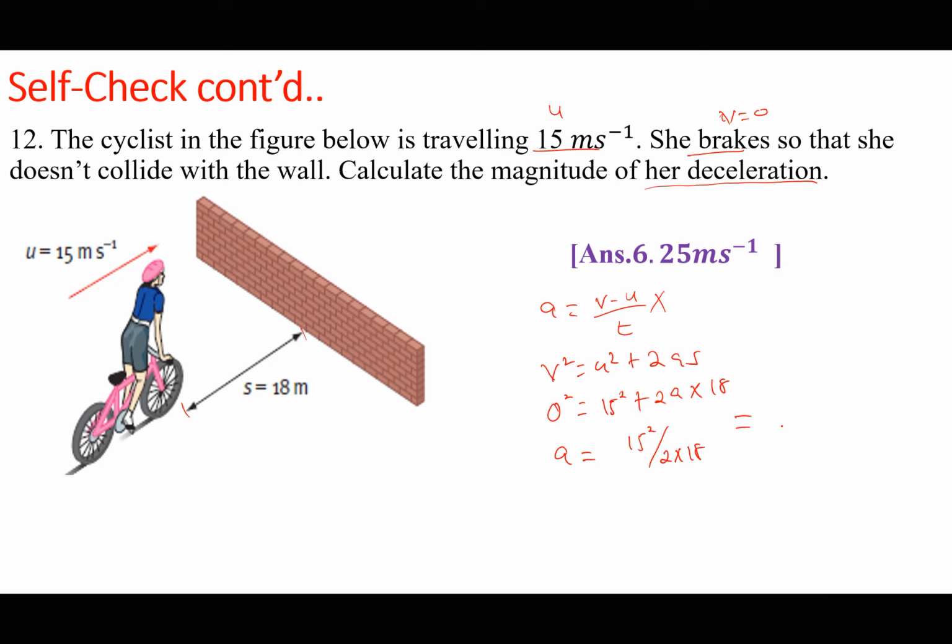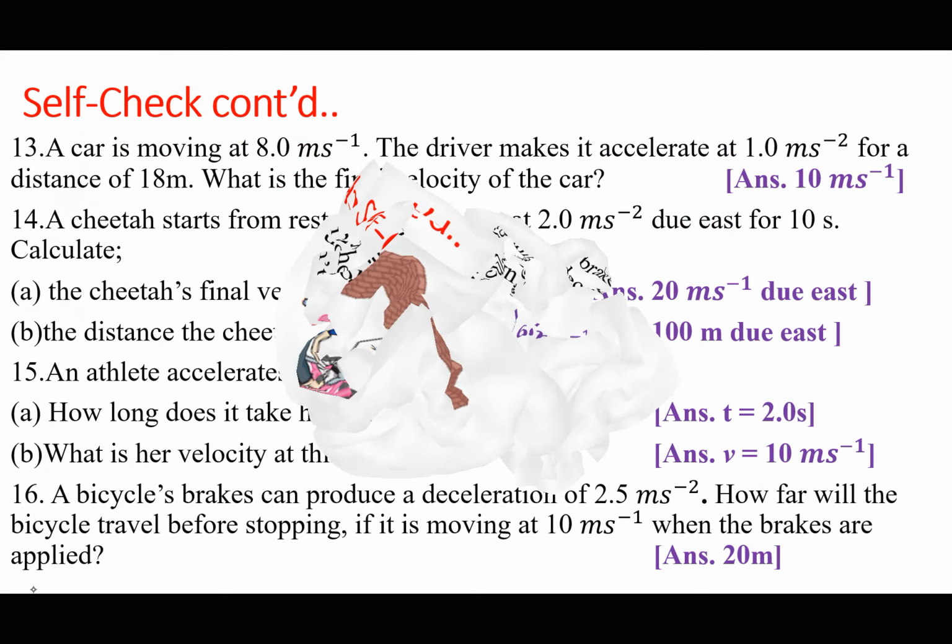15 squared divided by 2 times 18, which gives us negative. This is a negative because when you take this to the other side, it's a negative. So negative 6.25 meters per second squared. The negative just confirms that it is actually deceleration.